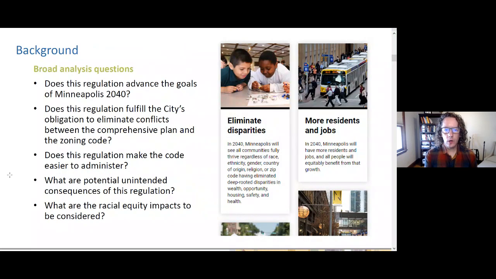So as we're doing this work, we asked ourselves the questions on this slide to help bring the project to its conclusion. Were we advancing the goals of Minneapolis 2040 by introducing these regulations? Are we eliminating those conflicts between policy and regulation? Are we making the code easier to use? And of course, we attempted to consider whether or not there are racial equity impacts of the decisions that we were making. Next slide, please.